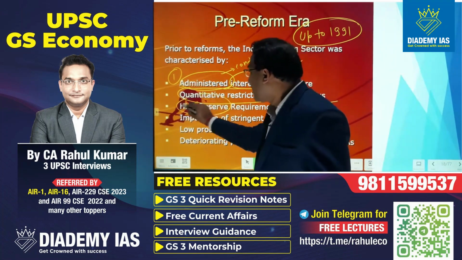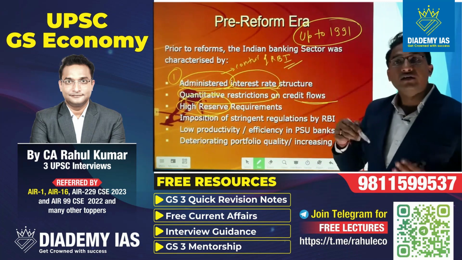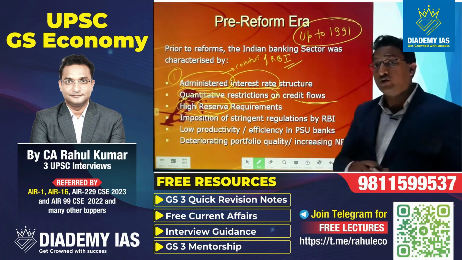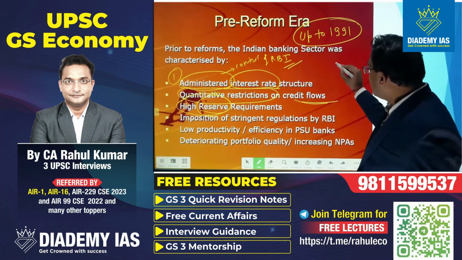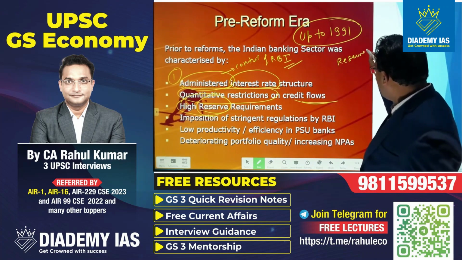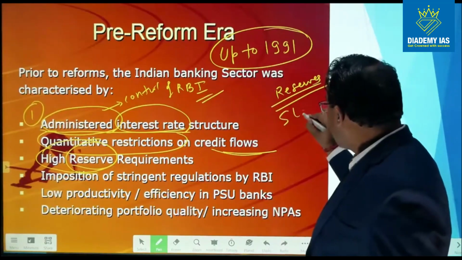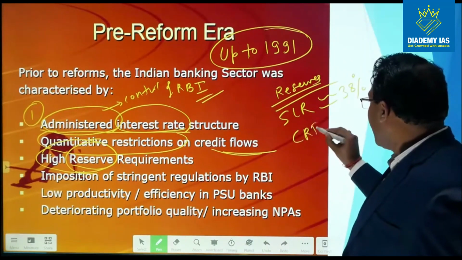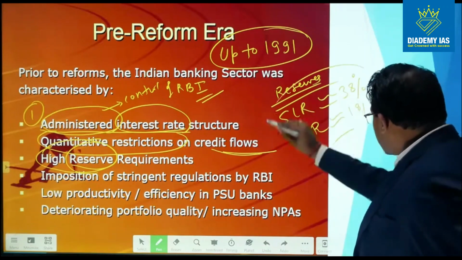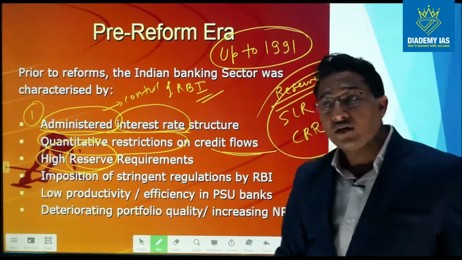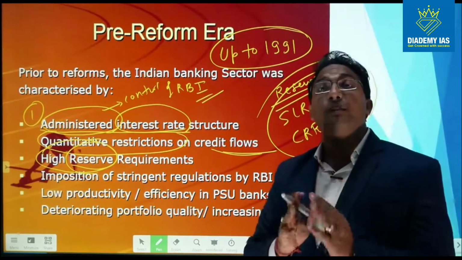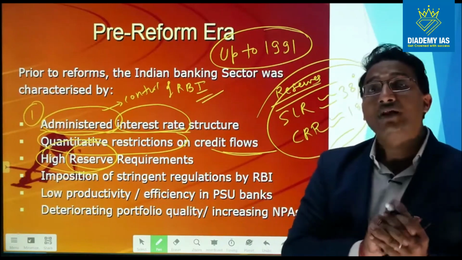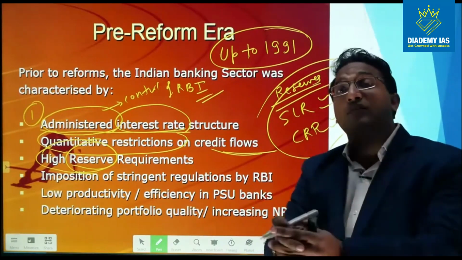High reserve requirement. What is the meaning of reserve? The money which is kept with the bank itself, or with the RBI, or in government securities, so that the same money can be used at the time of emergency and for day-to-day operations. The quantity of these reserves was very, very high. You will be surprised to know that SLR was very, very high, approximately 38%. The CRR was also very, very high, approximately 18%. So can you see that SLR and CRR together are more than 50%? That means more than 50% of the money cannot be given as loans by the banks. They have to keep it with themselves, or they have to buy government securities, or they have to keep it with the RBI.